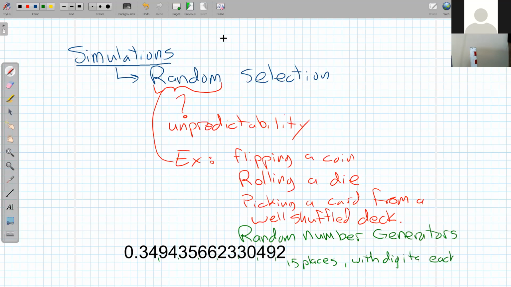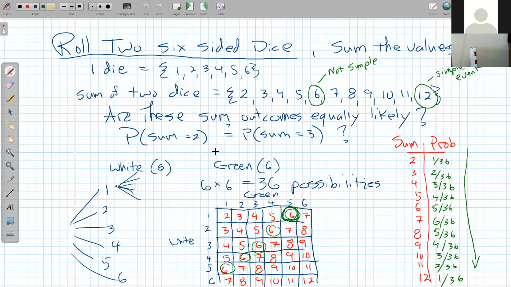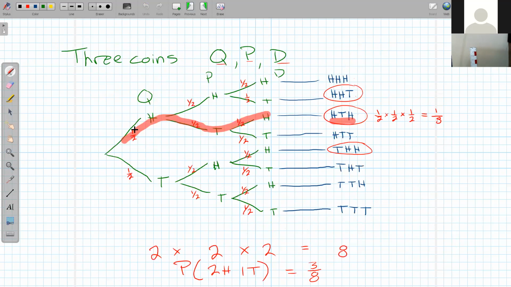So thinking back to when I was counting the number of possibilities for the 2 dice. There were 2 dice, they each had 6 possibilities. 6 times 6 is 36. With the coins here, there were 3 coins, each had 2 possibilities. 2 times 2 times 2 is 8.